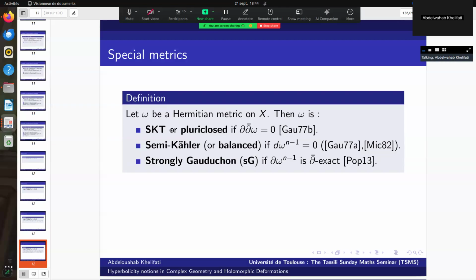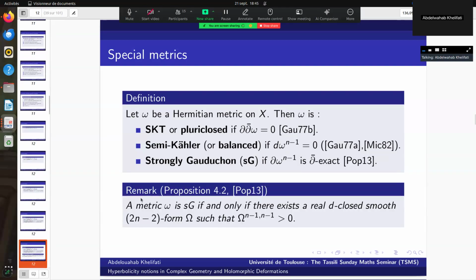Okay, so the SKT property looks somehow like the Kähler one, but instead of d-closedness, it's ddbar-closedness. So one can see how to generalize this. In the balanced case, one can also see how to generalize Kähler hyperbolicity to balanced hyperbolicity, just by taking this property in degree n minus 1 instead of degree 1. But for strongly Gauduchon hyperbolicity, with this definition, it's somewhat difficult to see how to generalize the definition. So this is why I will use this remark here.